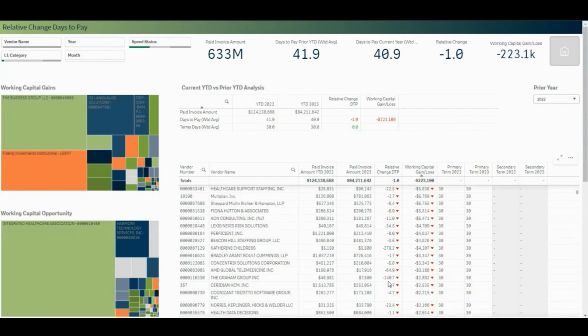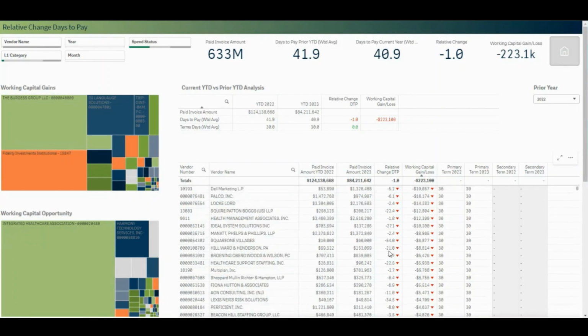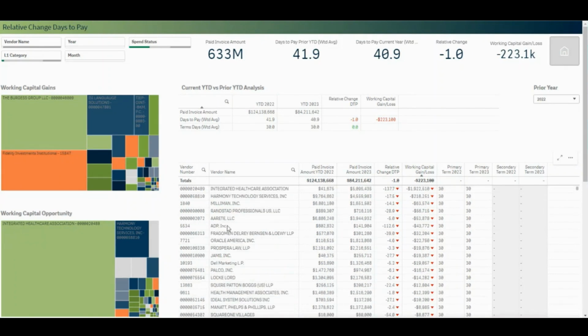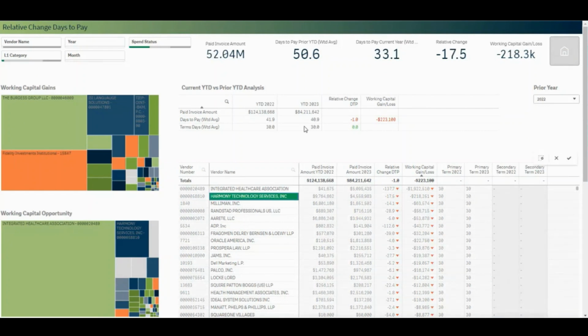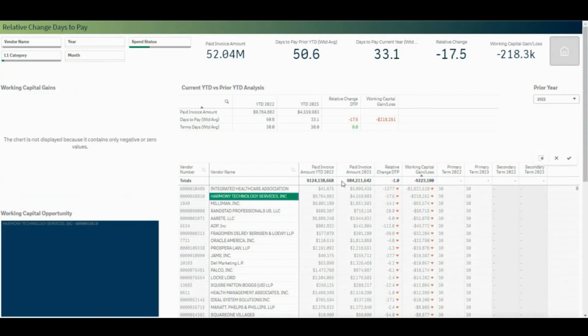It gives that user the research capability to go in and pick a specific supplier and see, okay, ADP, not a ton of spend, but it did change, so we can go in and see why. There are a lot of different views that somebody can go in here and look at and see, okay, on this specific vendor, why did we start paying 17 days earlier than we did last year? So a lot of good insights there that you should capture and take action against.